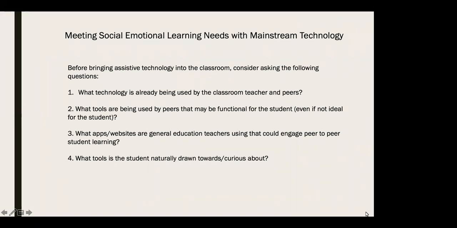Meeting social emotional learning needs with mainstream technology. So how do we bridge this need for inclusion and our current and ever evolving need for mainstream technology to just be able to support the structure of the school system right now, and I think for the incoming future, for the indefinite future, for sure. So how do we do that?